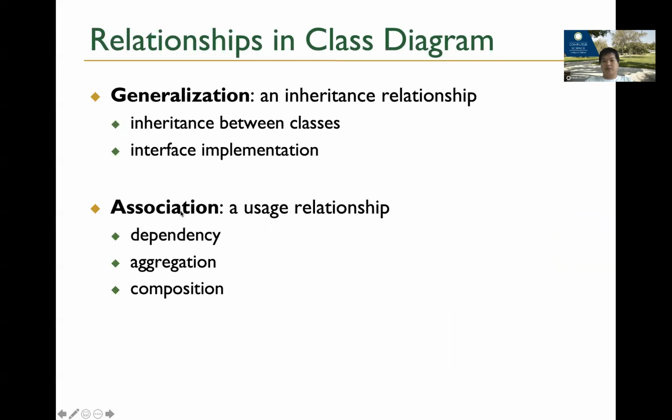You can do two different kinds of relation. One is generalization, one is association. Generalization is more about inheritance, whereas association is more about composition. Remember last time we talked about composition, you use a reference, okay?